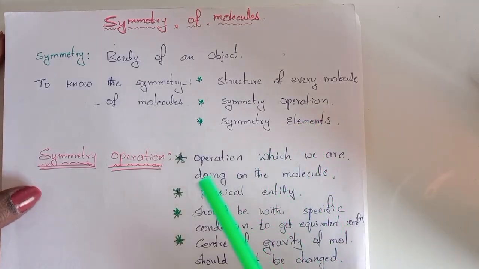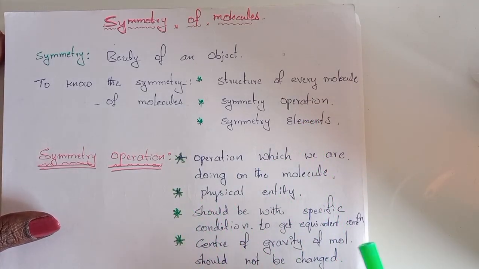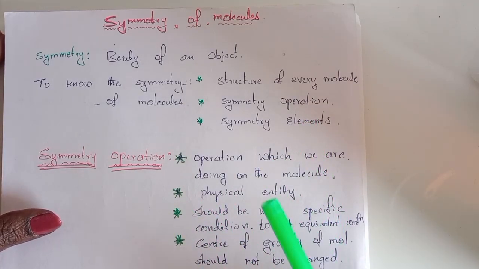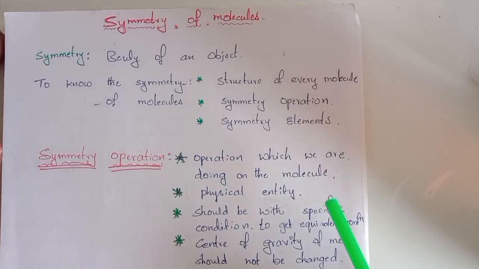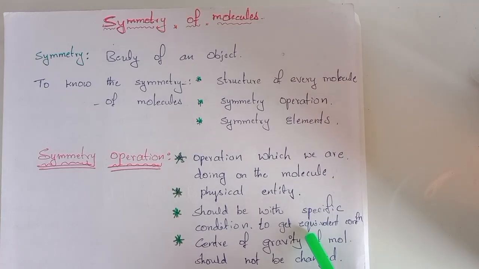elements. Now, what is a symmetry operation? Generally, a symmetry operation is an operation which we perform on the molecule physically. That's why we call it a physical entity. This symmetry operation should be done under a specific condition to get the equivalent configuration. The most important thing is that it should not disturb the center of gravity.